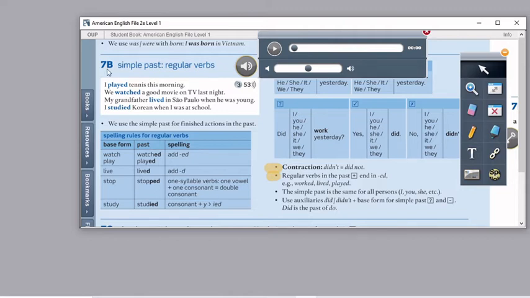Today we have 7b, simple past regular verbs. Here we have a white box or rectangle. Pay attention to the verbs in blue. They're regular verbs. They have an ed ending. Listen.